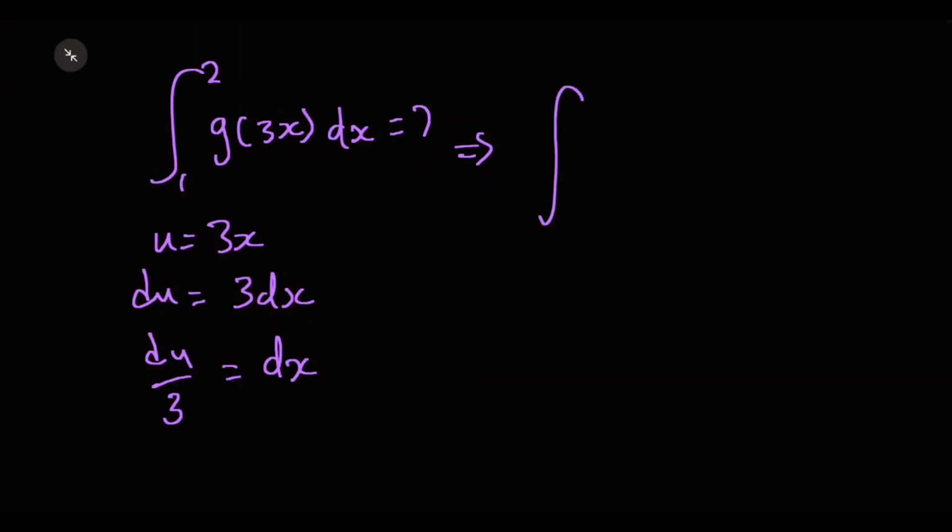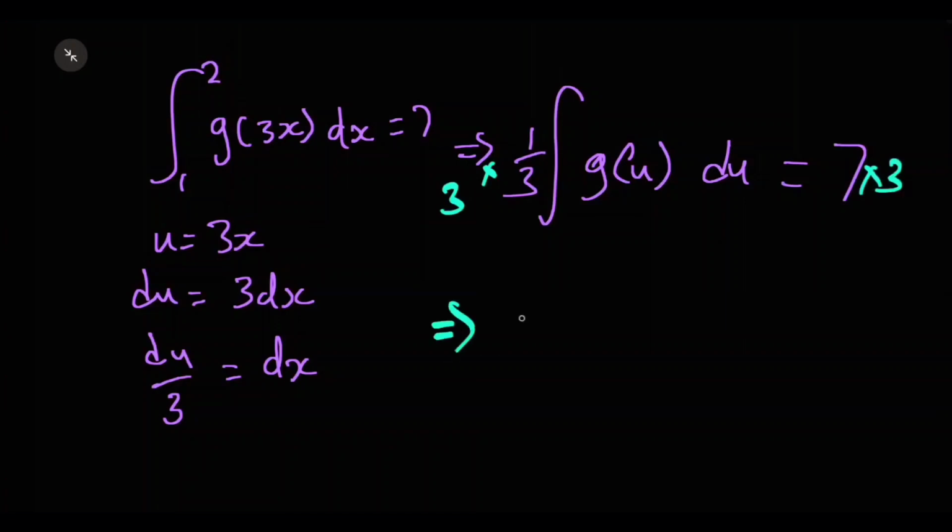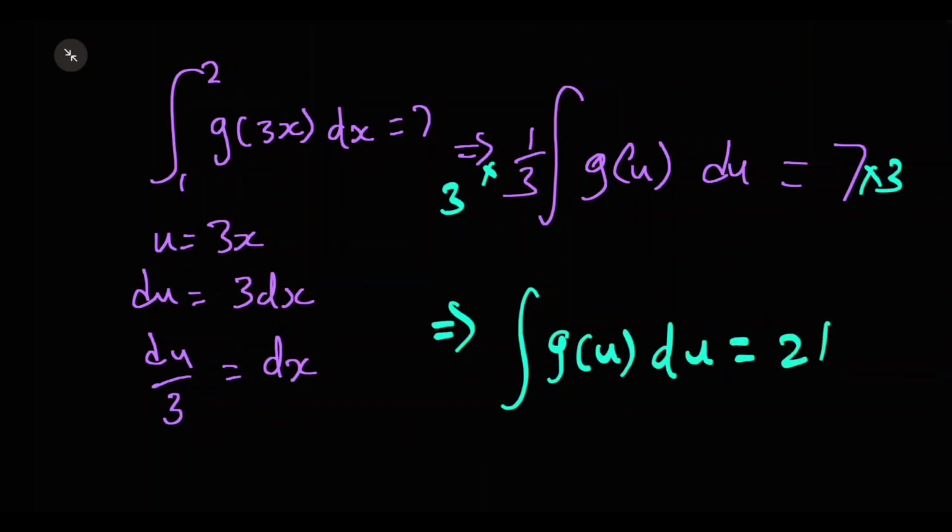So it means we can rewrite this to be g, instead of 3x we use u, g(u), instead of dx we use du over 3. So that means we have a constant here, let's say 1 over 3 times 7. So that also means to remove this constant here, we can multiply both sides by 3. So you have whatever you have here times 3 times 3. So that would be g(u) du equals 21.